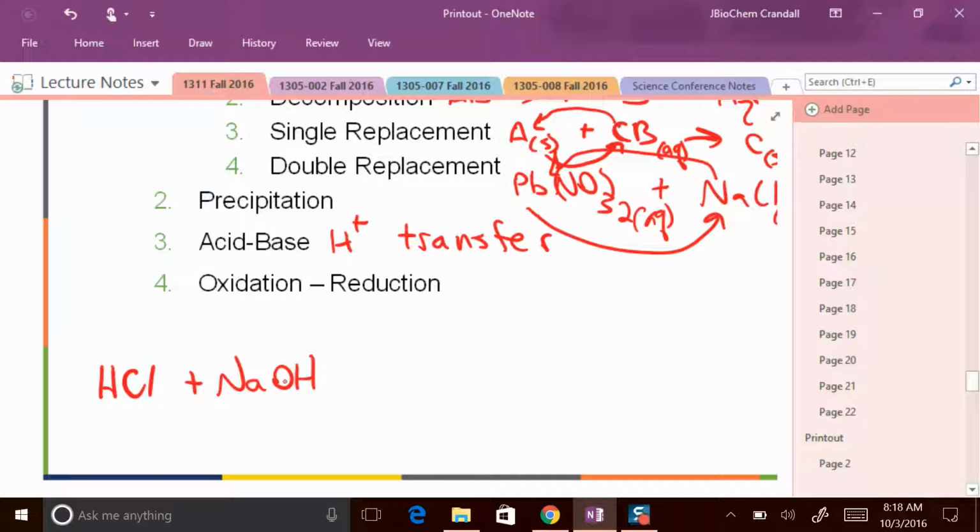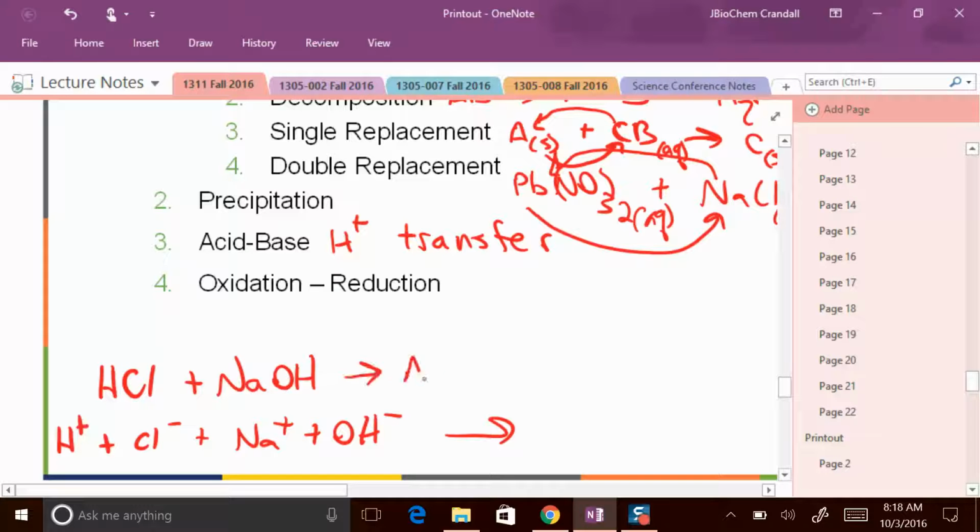You dissolve these two things in water, make them aqueous, they become H+ Cl- plus Na+ OH-. That's what they look like in solution. A strong acid, a strong base. So I react those two things together, and the potential products are sodium chloride plus H going to OH. What is that? Water.